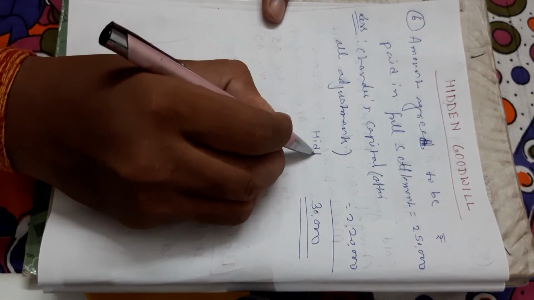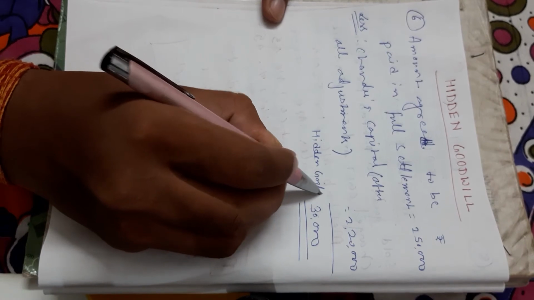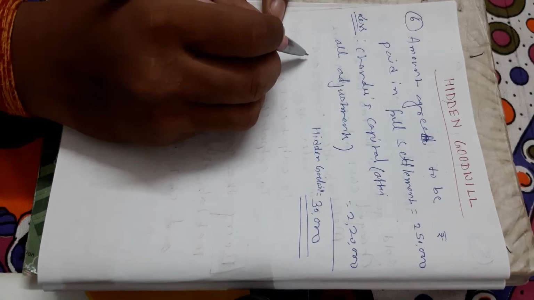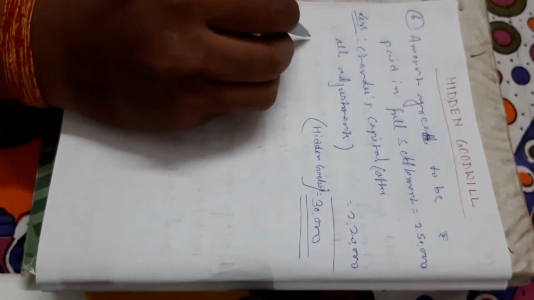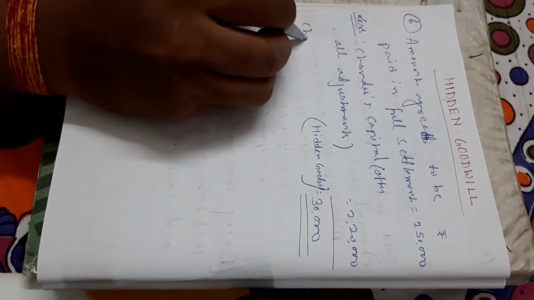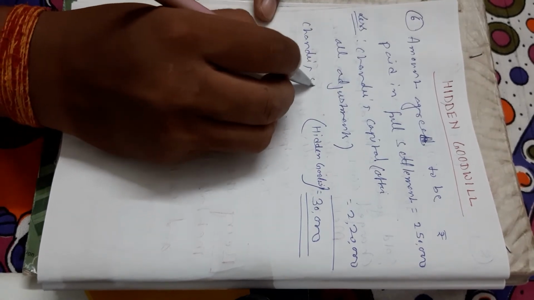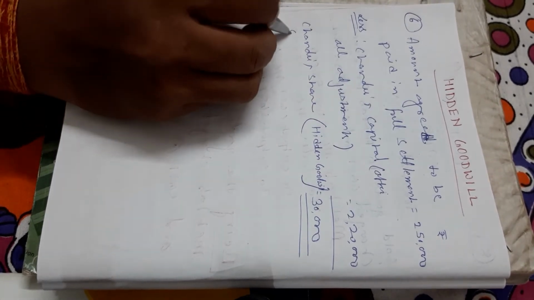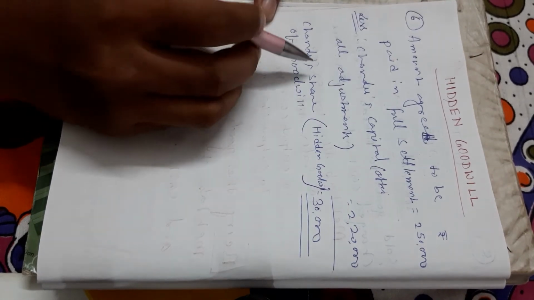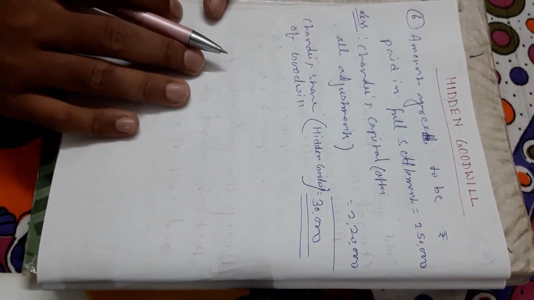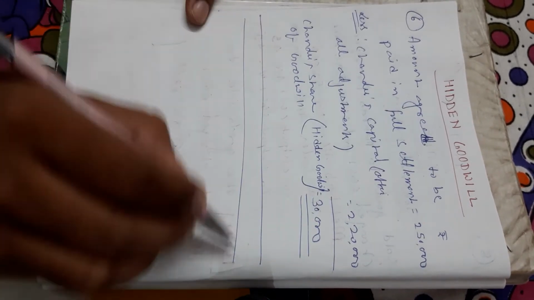Hidden goodwill. Whose hidden goodwill? This is Chandu's share of goodwill. Whose? Chandu's. Clear? Now I am going to draw the journal entries.